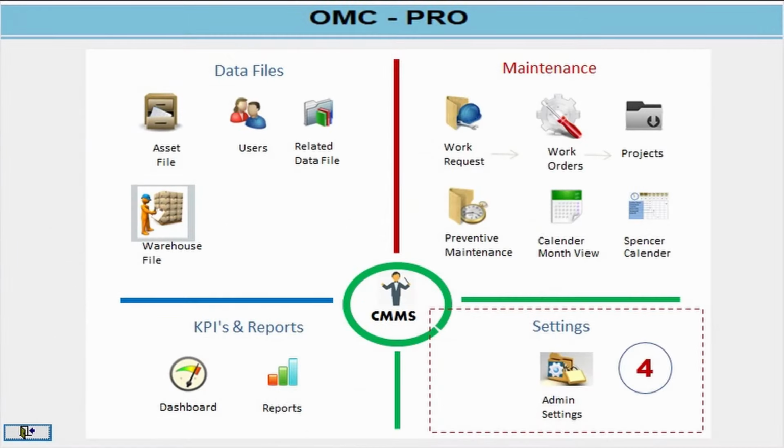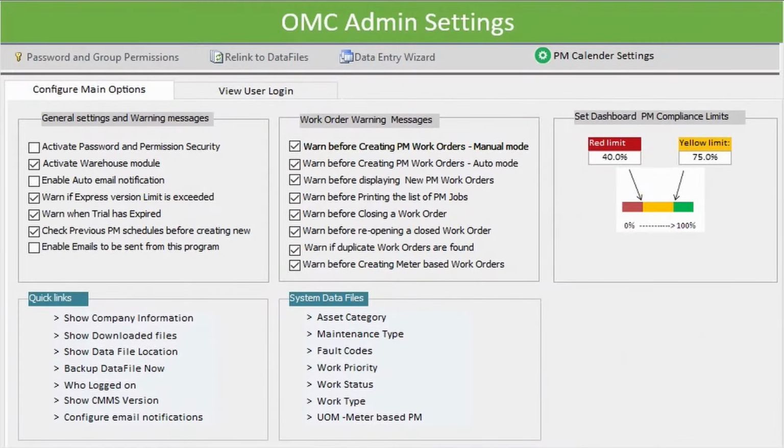Section 4 is a password-protected area reserved for super users and the database administrator. This is where you can set password and permissions for each user and various other software configuration options.